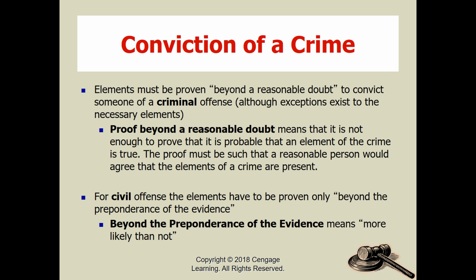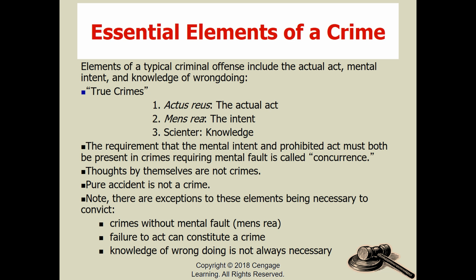Now, you will also sometimes hear a different standard, a standard between preponderance and reasonable, called clear and convincing evidence. That's primarily an evidentiary standard for certain things like sometimes insanity. So we're not going to deal with that too much, but if you do run across it, just be aware that there are standards between the civil standard of preponderance of the evidence and the criminal standard of beyond a reasonable doubt.